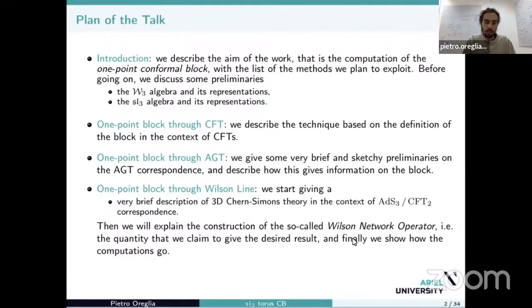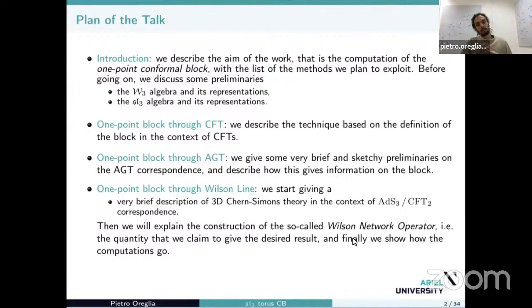This computation will be done using three different techniques, very different also in the background. The first one is the definition of the block, so with techniques based on conformal field theories. The second technique is based on the so-called AGT correspondence. I will give a very brief sketch introduction of this correspondence. This is not the main argument of the talk, of course. So again, it's very brief and sketchy, but just to give the background in which this computation is embedded.